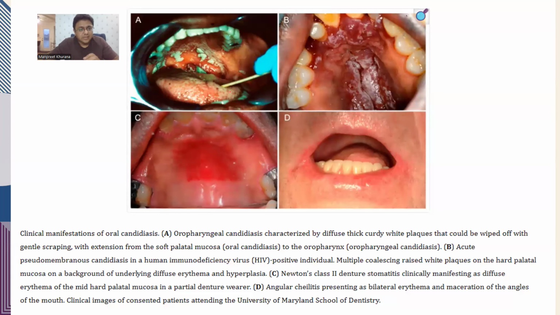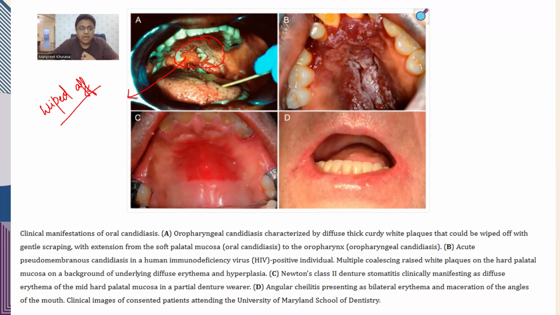Now, these are the various oral manifestations of candidiasis. In the first picture, this is oropharyngeal candidiasis. It is characterized by diffuse thick curdy white plaques, and they can be wiped off. Sometimes this question is also asked in the exam. They can be wiped off with gentle scraping, with extension from the soft palate, which is oral candidiasis, to the oropharynx. So it is going towards the pharynx. So this is a type of oropharyngeal candidiasis.